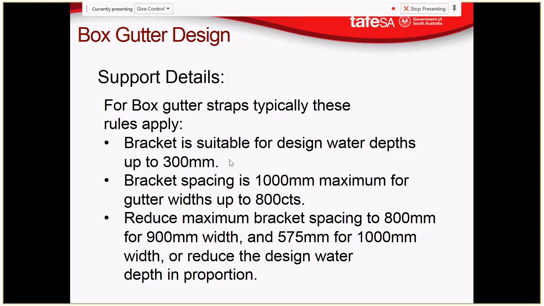Bracket is suitable for designed water depths up to 300 millimeters. Bracket spacing is 1 meter maximum for gutter widths up to 800 millimeters. Reduce maximum bracket spacing to 800 millimeters for 900 millimeter widths and 575 millimeters for 1 meter widths, or reduce design water depth in proportion.